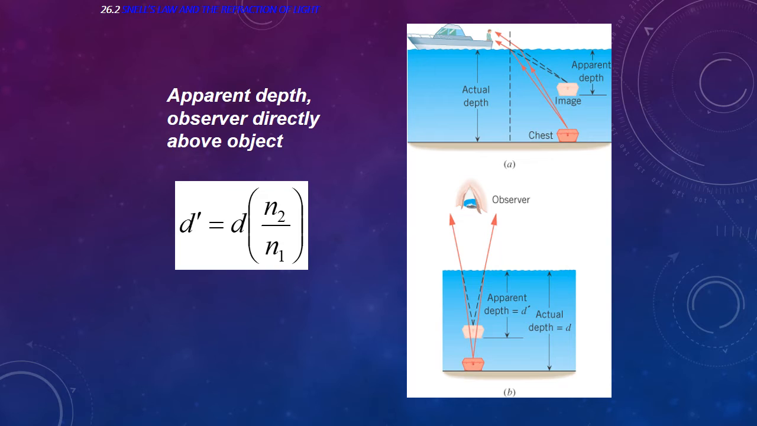And we can actually solve that apparent depth. D prime is equal to D divided by the ratio of the indices of refraction. So the ratio of indices of refraction will also affect apparent depth. The apparent depth is equal to the actual depth times the ratio of the indices of refraction. So if I gave you both indices of refraction, and usually you know the apparent depth, you can calculate the actual depth. Or if you know the actual depth, you can calculate the apparent depth.